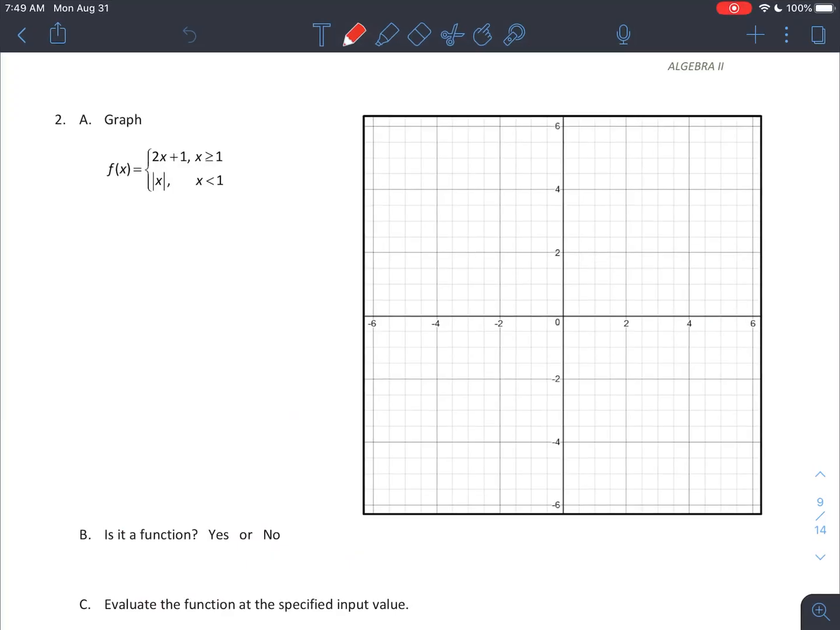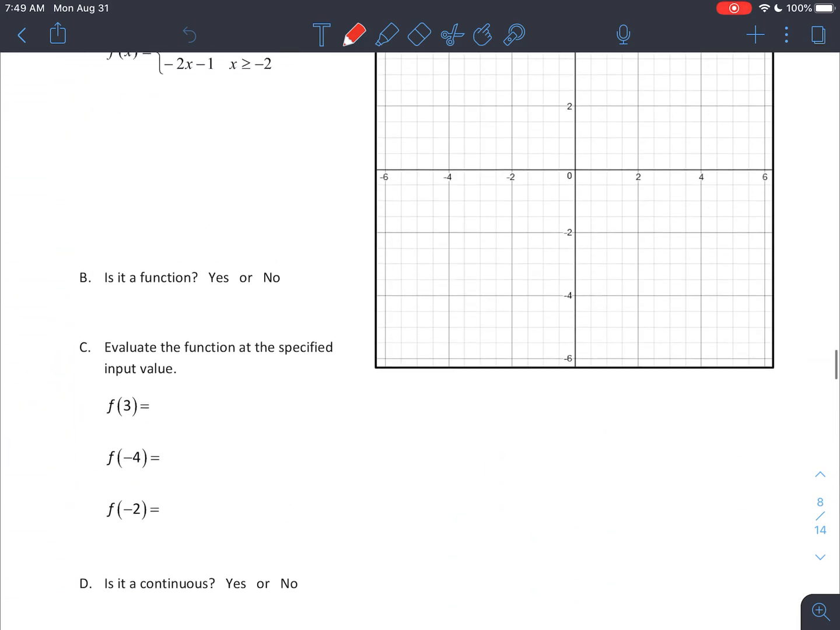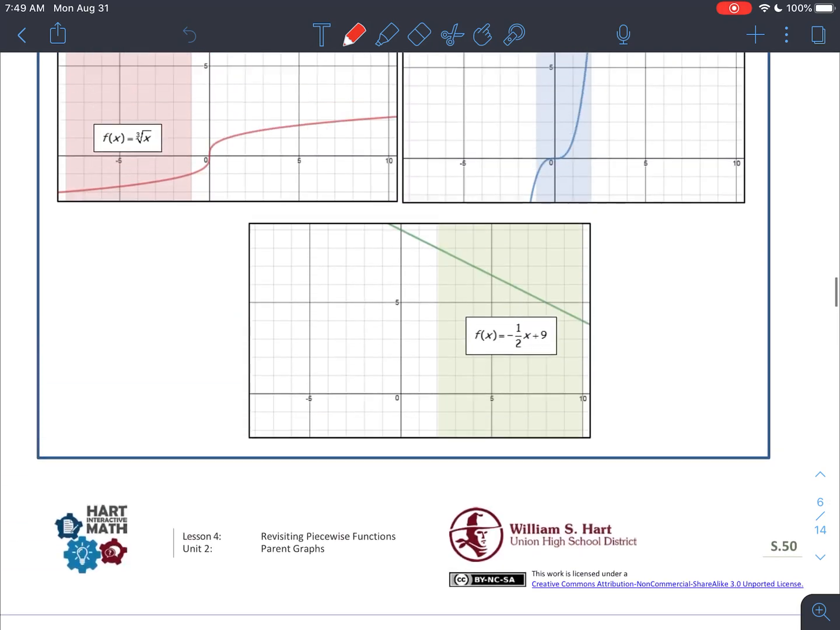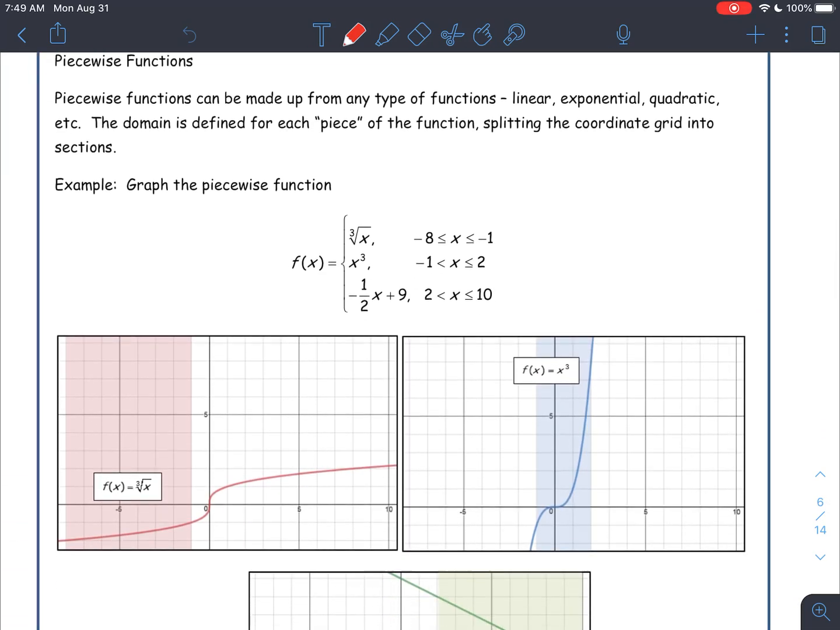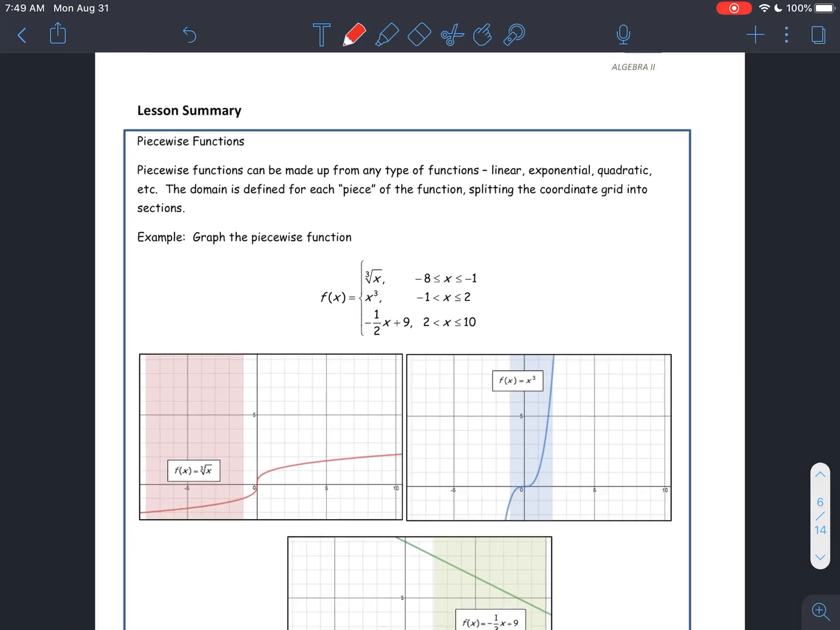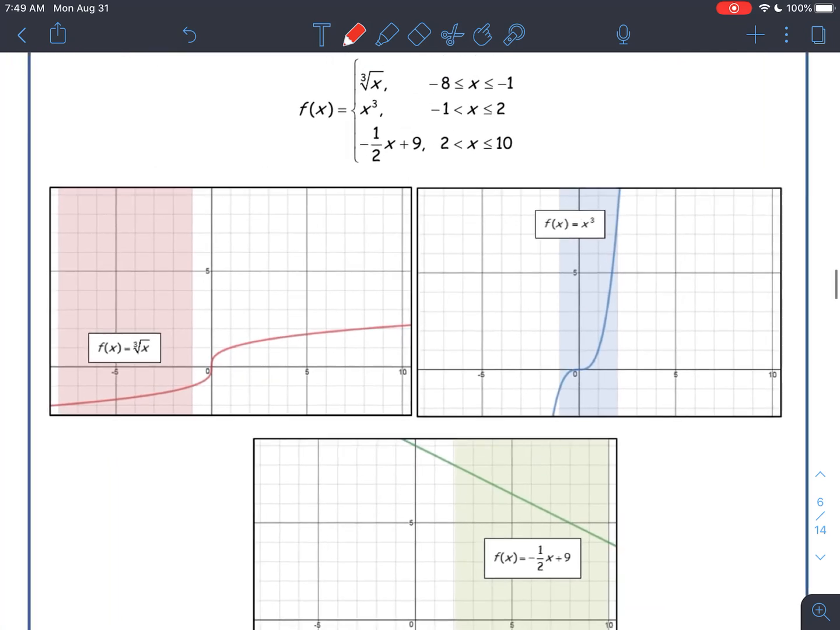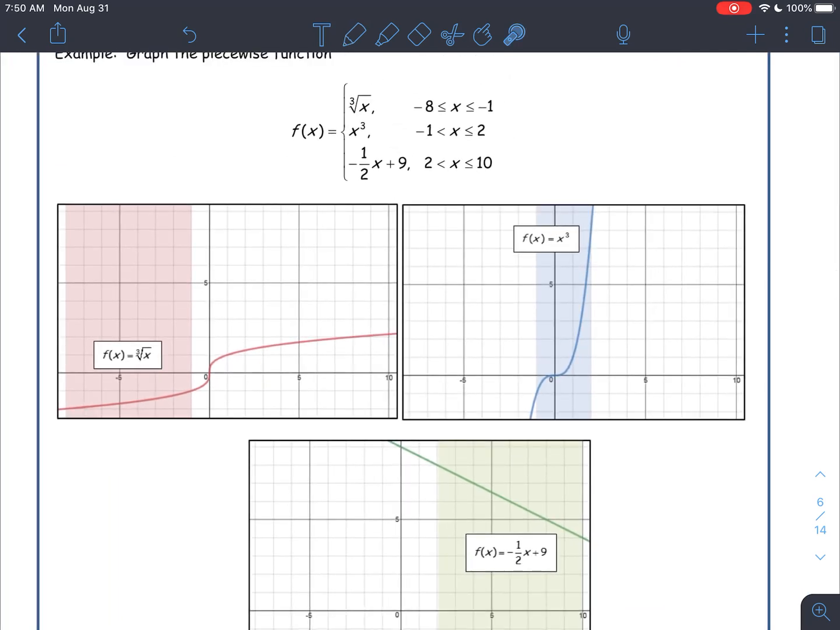Good morning, everybody. So last week, what we did is we worked through piecewise functions at a slightly more advanced level than we started, and that was with functions that weren't just linear. So like on this example, we have a cube root, a cubic, and then the third piece would be a linear function. So we can see here that each one of those pieces individually looks as follows.